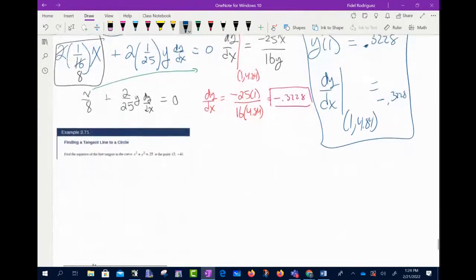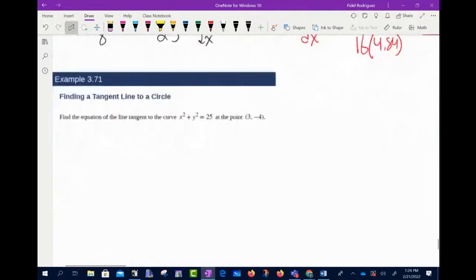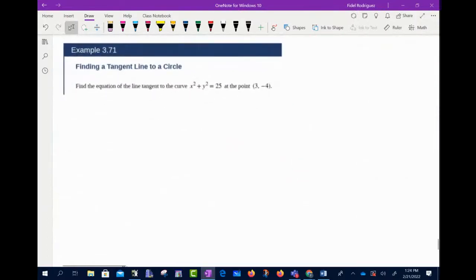So look, let's take a look at the next problem that I got here, y'all. Again, I'm going to go through the problem the same exact way. Look what we want to do. We want to find the equation of a tangent line to a circle. So it says find the equation of the line tangent to the curve x squared plus y squared equals 25 at the point 3, negative 4.